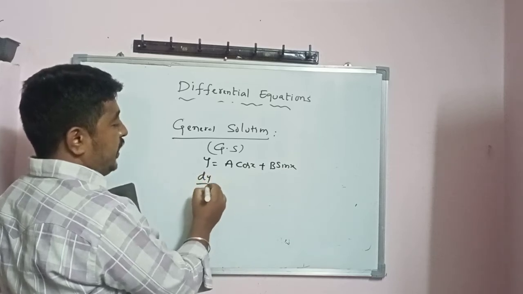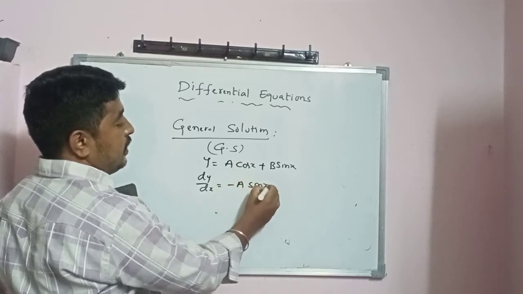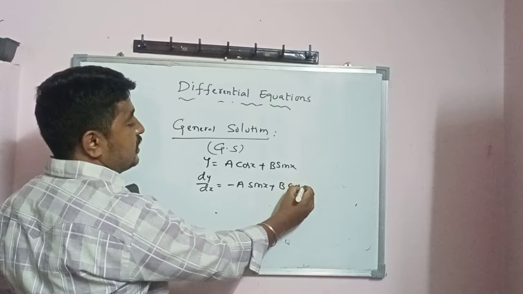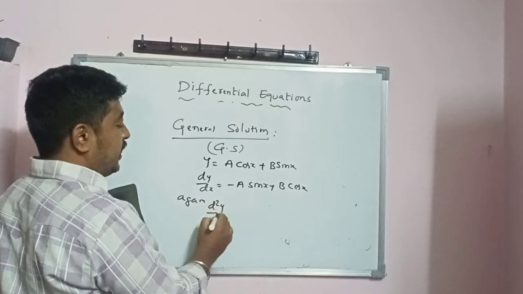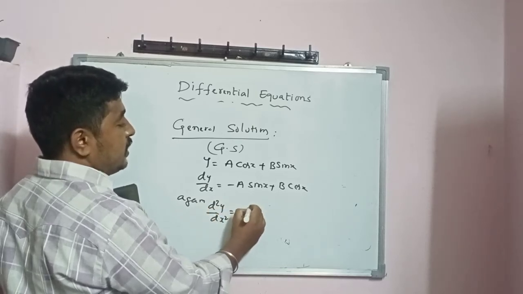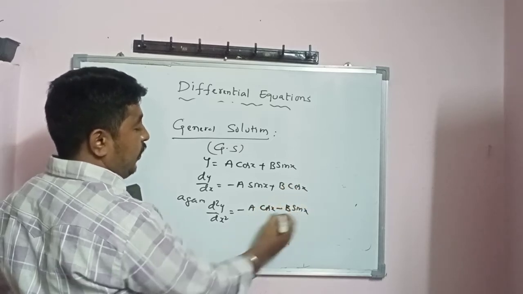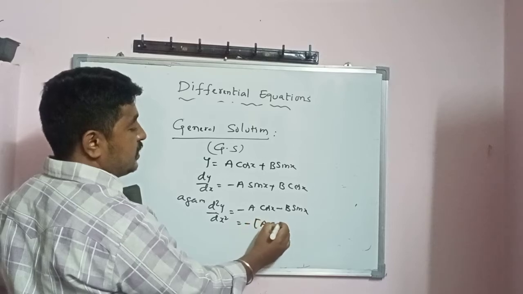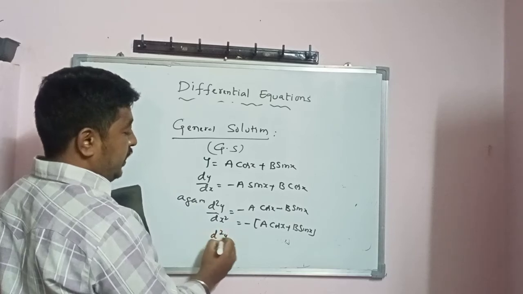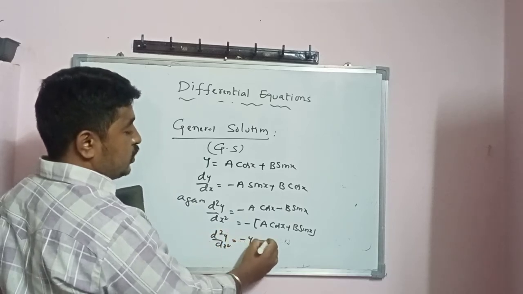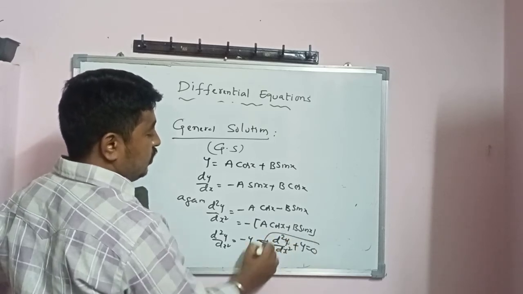The first derivative, dy by dx, is a cos x minus a sin x plus b cos x. Taking the derivative again, d square y by dx square is minus a sin x plus b cos x... taking the minus common, minus (a cos x plus b sin x). So d square y by dx square is equal to minus y. So it is d square y by dx square plus y is equal to 0.